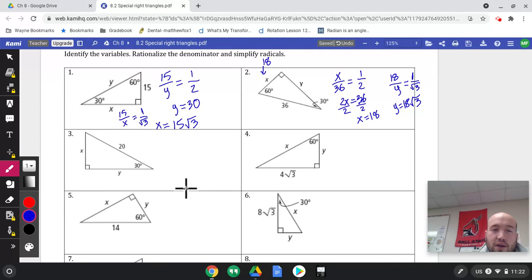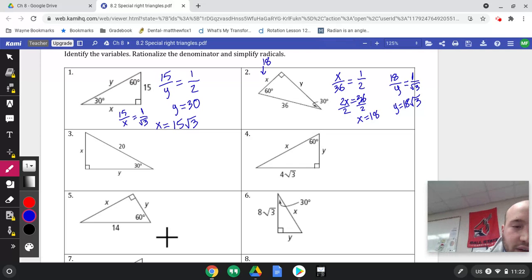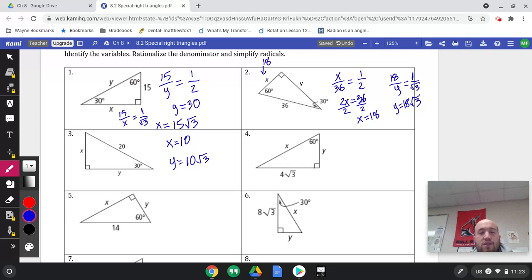Okay, so if we look here at example 3, half of 20 would be 10. So we know then that x has to be 10 because that is over here, the side across from the 30 degrees. Meanwhile, we take that and we multiply it by square root of 3. We'll get what y is. Y equals 10 times the square root of 3. And that one was pretty easy to do.